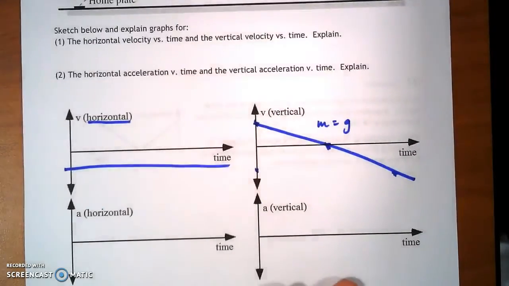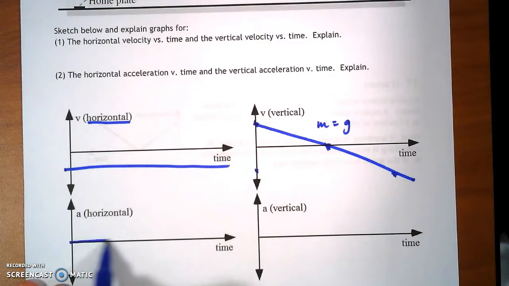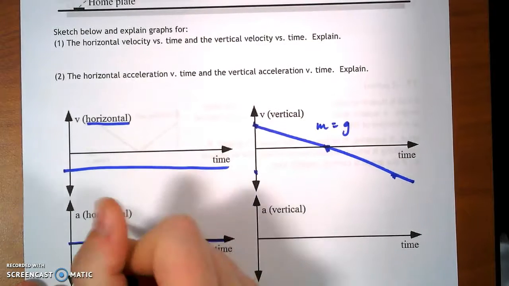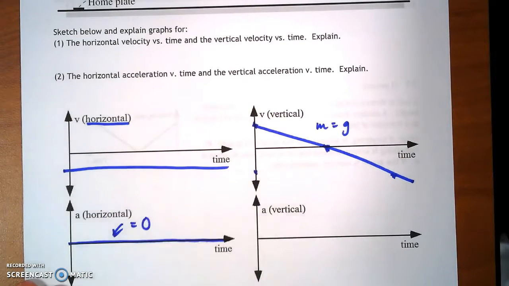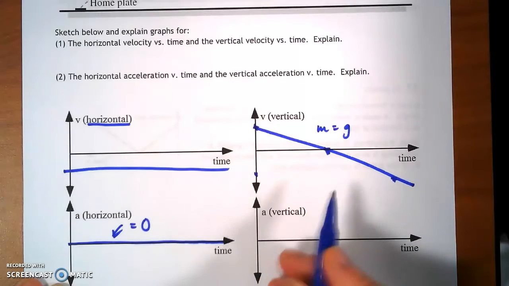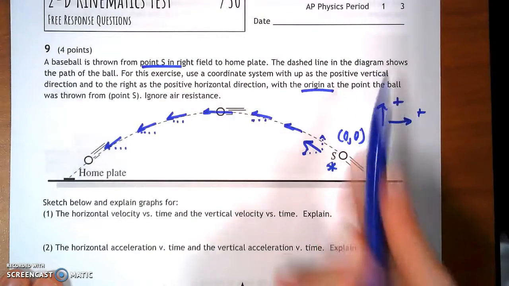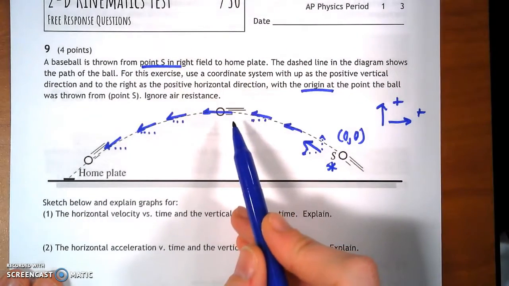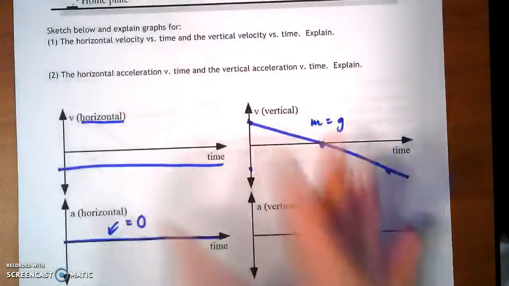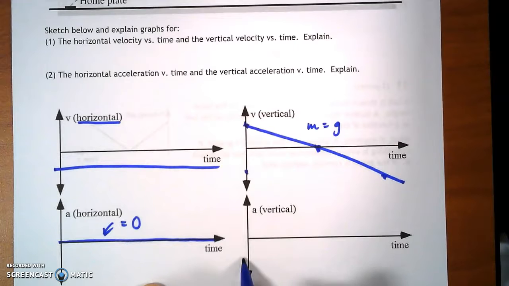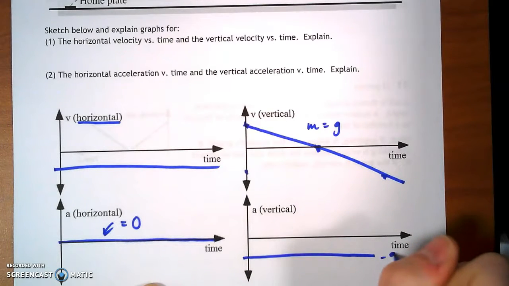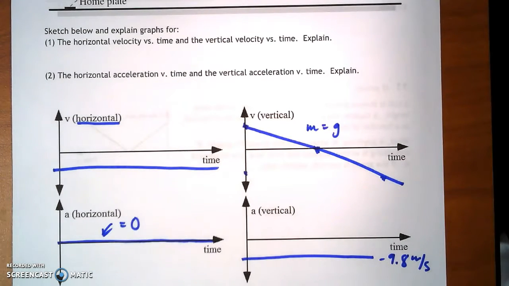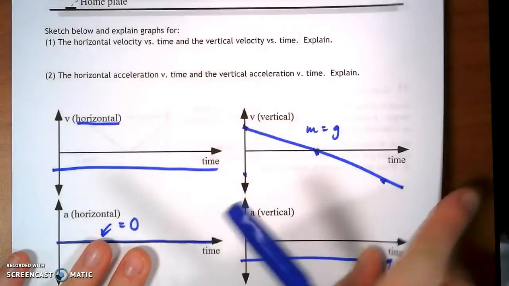Alright, my acceleration. We already know that in the horizontal direction, an object that is moving in projectile motion has 0 horizontal acceleration, and in the vertical direction it has the acceleration due to gravity. Our coordinate system says that up is positive and down is negative. That acceleration is down towards the ground, so that means my acceleration in the vertical direction should be a negative 9.8 meters per second squared. So my graphs should look like that.